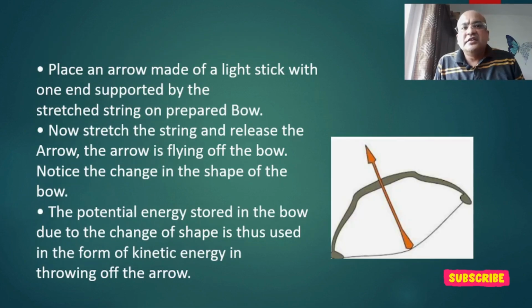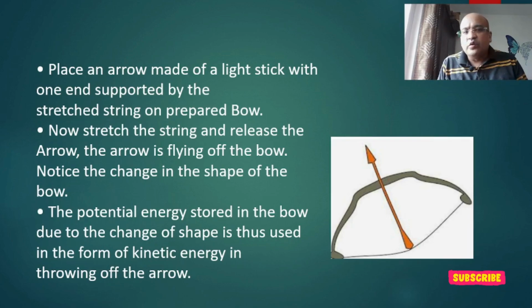Then let's take another example of a bow and an arrow. Now if you see here, what we need to do is place an arrow made up of a light stick on one end, supported by the stretch string on the prepared bow. So that we need to do.